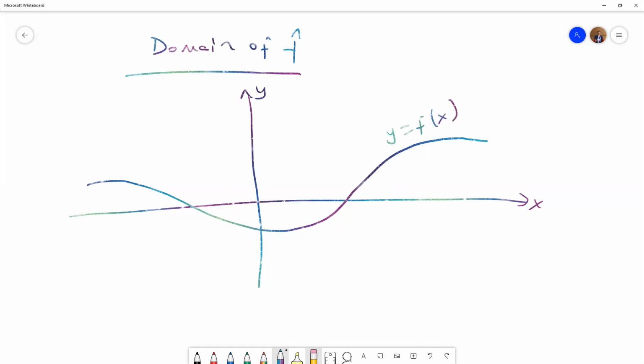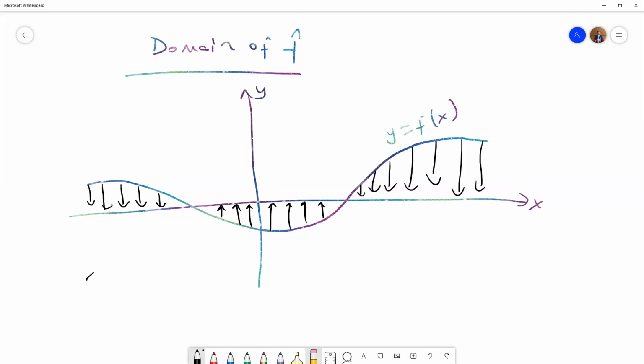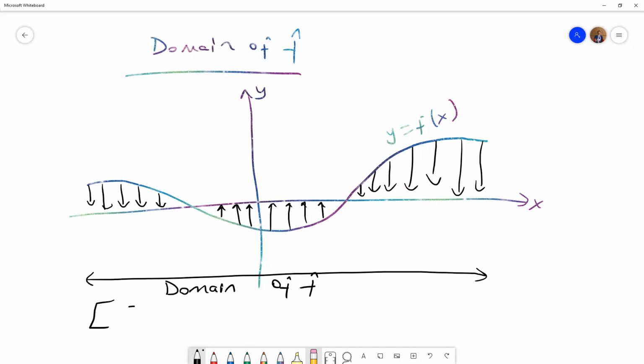Yeah, f(x). And if we want to find the domain, we have to look at the shadow points of the function on the x-axis. So what are the shadow points on the x-axis? So here is the domain of f.